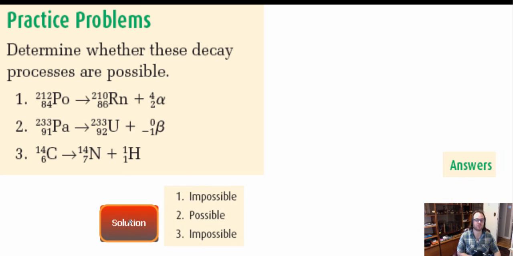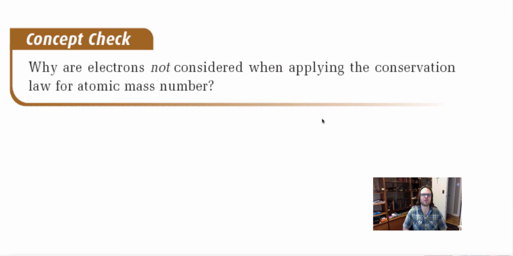These are the answers to these questions. Here's another question for you to pause the video and think about and write down: why do you think electrons are not considered when applying the conservation law for atomic mass number?